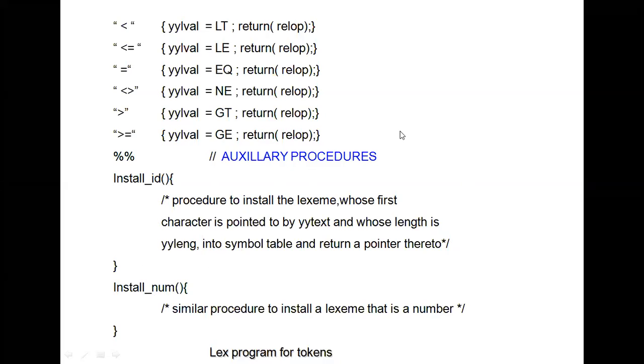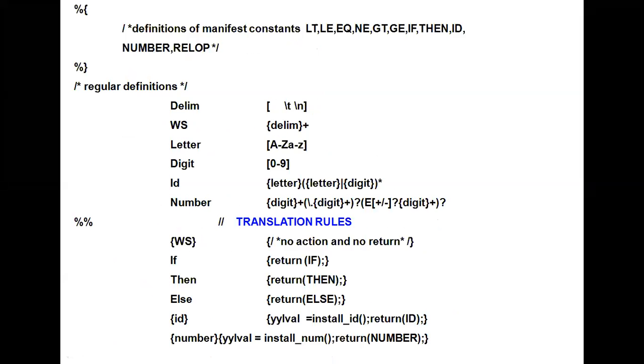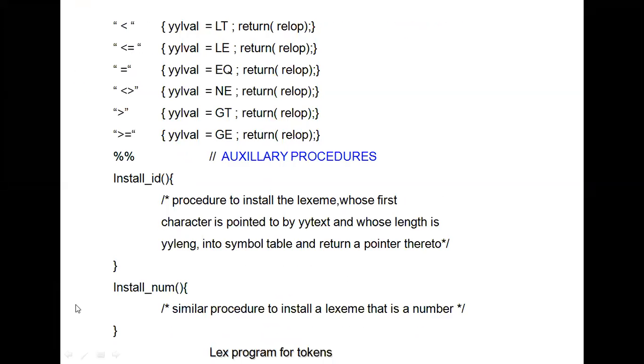Sometimes these procedures are required by the actions in the rule section. Here we use comments to describe the procedure for each and every function we are using, right? This is the way of writing a lex program. The lex program consists of three sections. The first section is declarations, the second section is rules, and the third section is procedures. I think you all get how to specify the lex program.